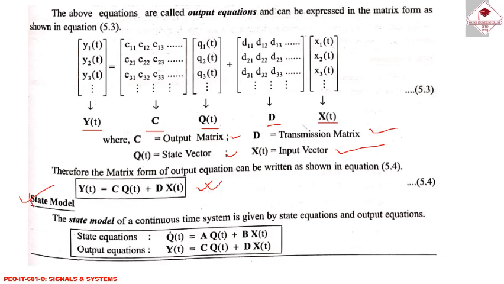This is the state model. The state model of the continuous time system is given by the state equation and the output equation. The state equation can be written as q dot of t, that is the derivative, equal to A q(t) plus B x(t). And the second equation, the output equation, in terms of output, is y(t) equal to C q(t) plus D x(t). In this way, these two equations are formed to obtain the state model of a continuous time system.